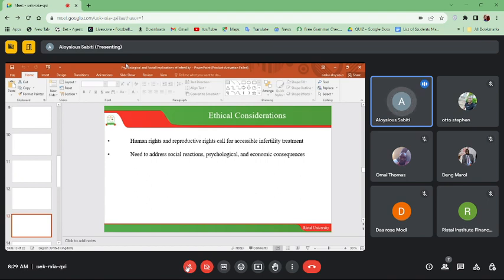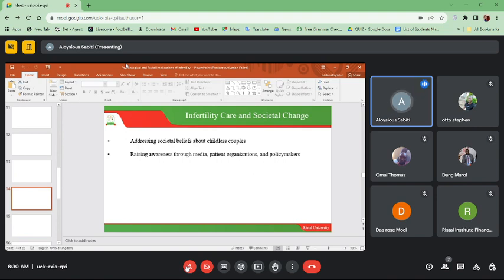Economic consequences mean that for someone to access care for infertility, you need to consider having a subsidized price, because these are very expensive ventures. But you should also be able to offer these people psychological support and try to reduce the social reactions at a societal level. So those are some of the ethical considerations that should be there.